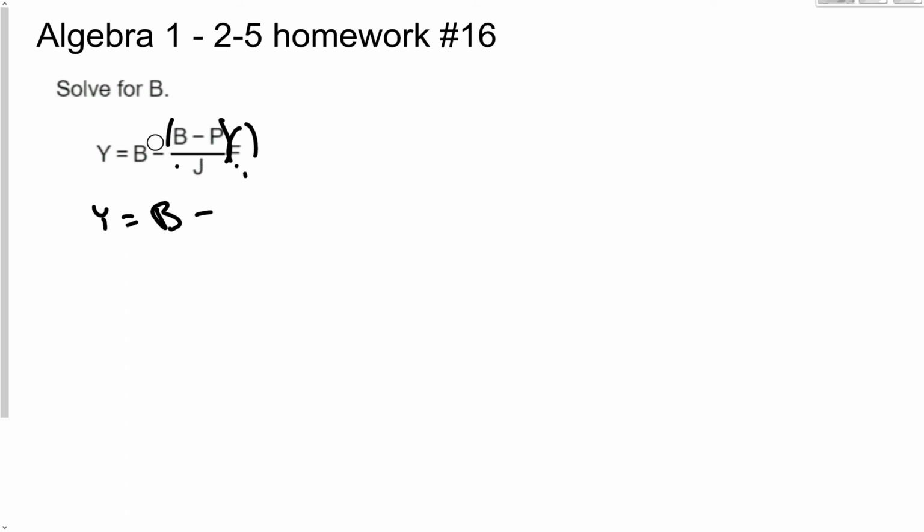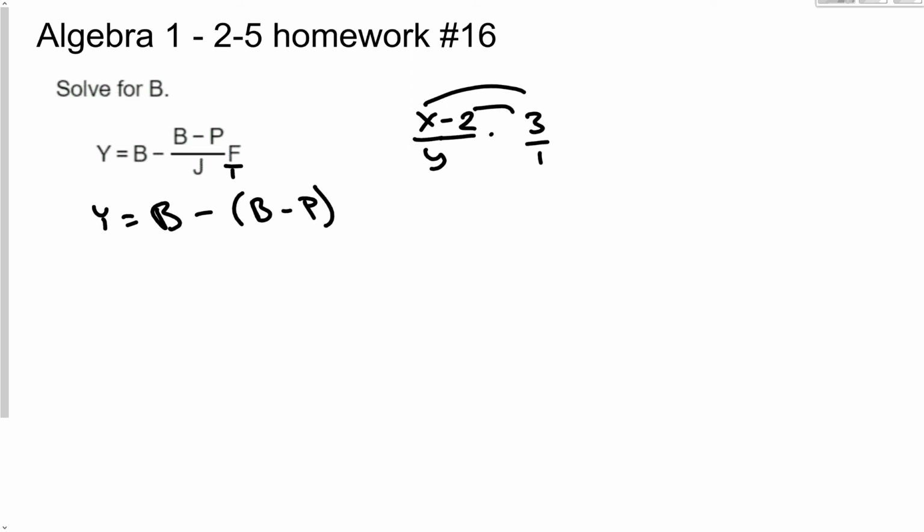This is getting a little bit crowded right here, so let's clear that up. We can think about this f as a fraction as well, as f over 1. So if I'm going to have something over something, times something else, we have to distribute across the fraction. So what we're going to actually have to do is take b minus p times f over j, and then f is over 1, so we can just ignore that. And we're just going to distribute the b and the p to the f.